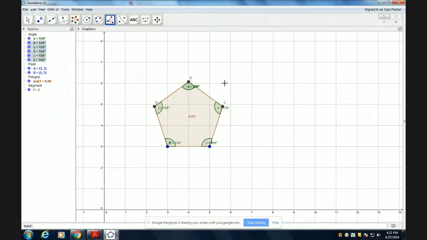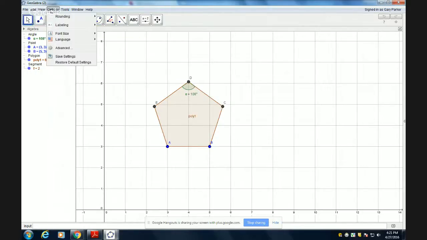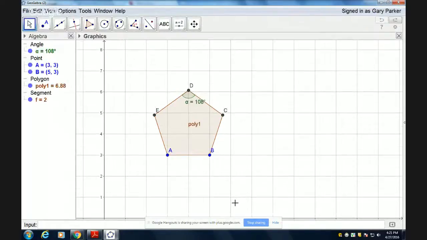That was cool. Because these are equal, so let's undo that. Why wouldn't it? And so here I have, let's blow up the font so Debbie can see it better. Options, font size, 20. Is that font viewable, Debbie? Yes.